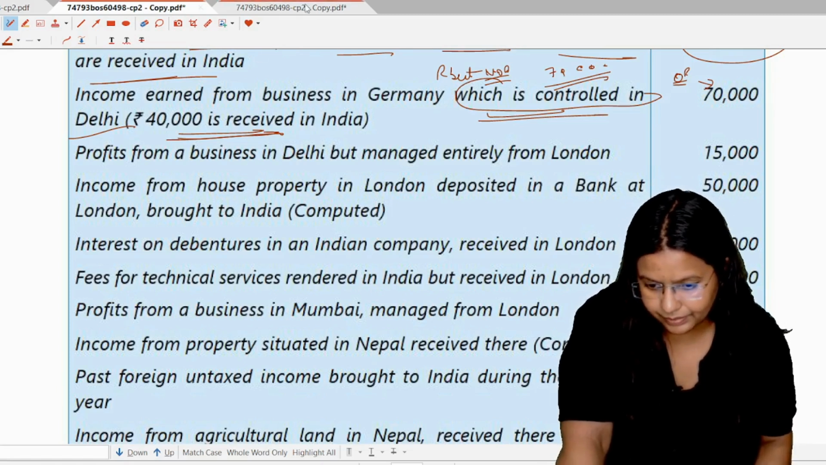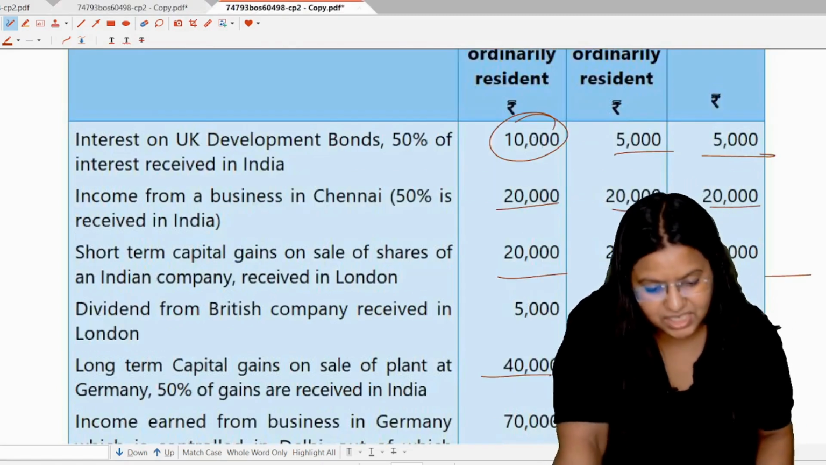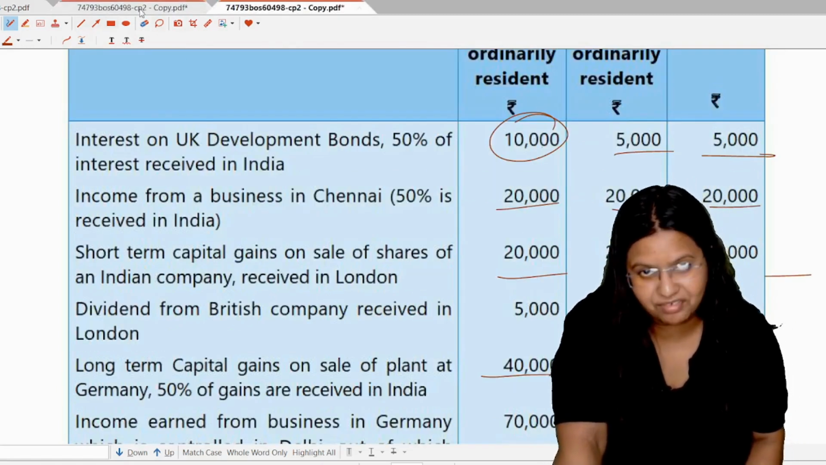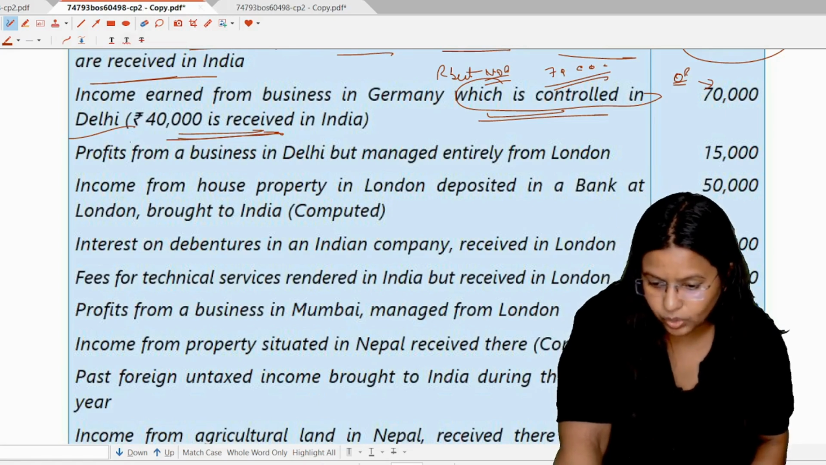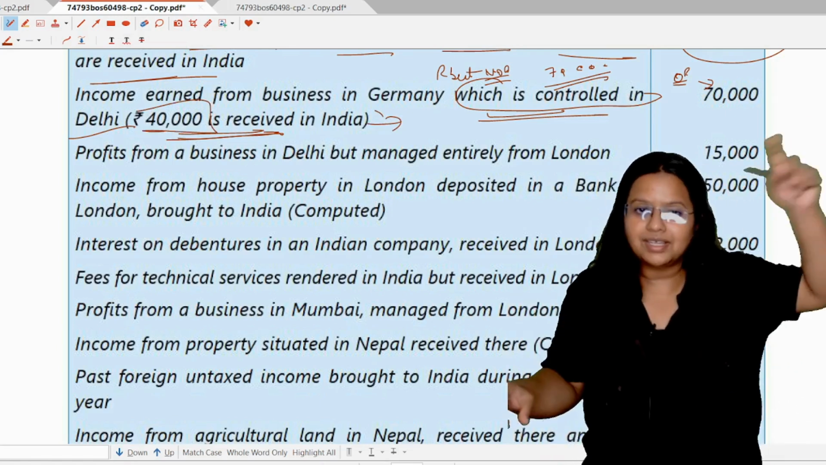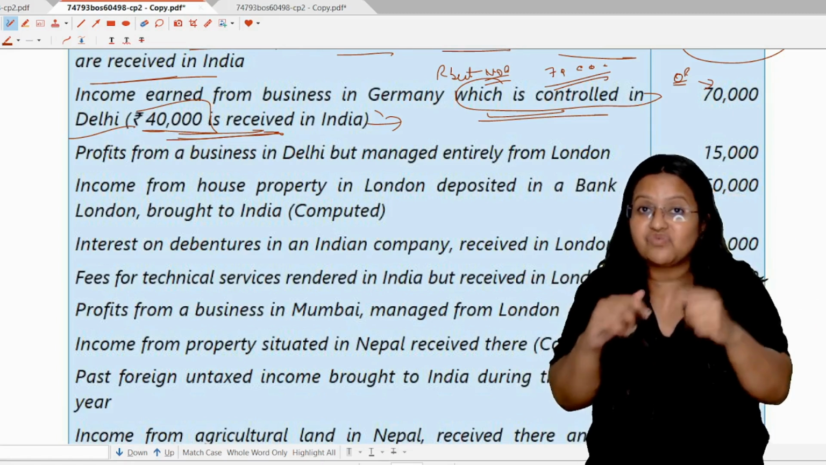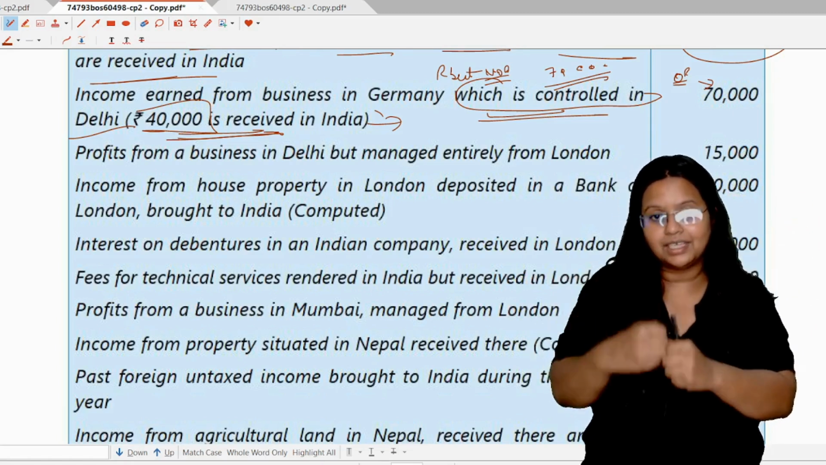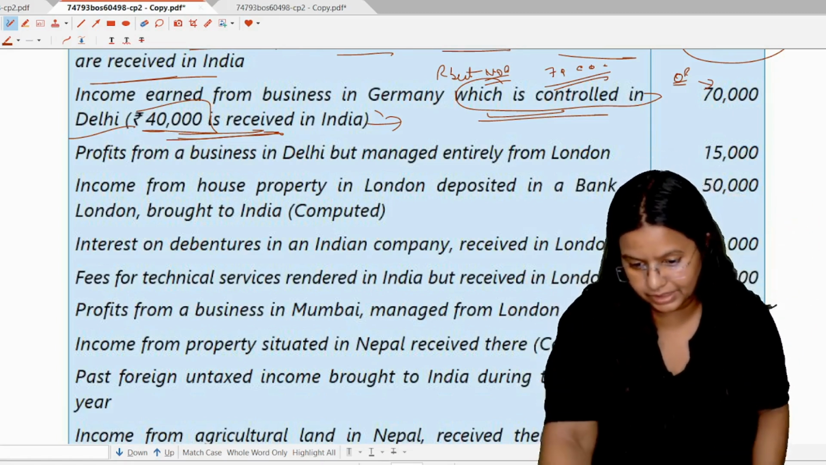Next, how much income will be taxable for the person who is a non-resident? For that person, only 40,000 will be taxable because that is received in India. The accrual point is not in India. The accrual point is in Germany, because the income is earned from a business which is in Germany. So only that income will be taxable for NR which is received in India.